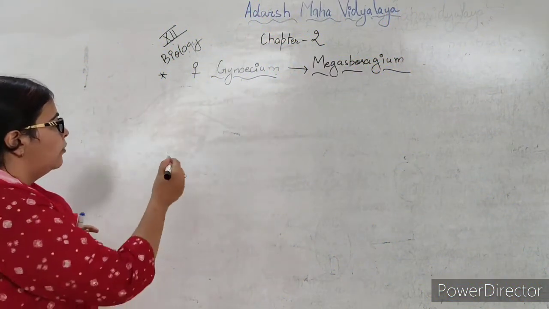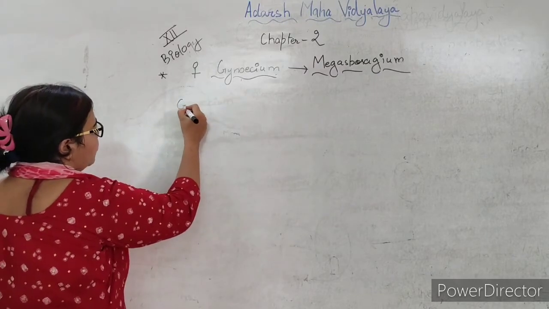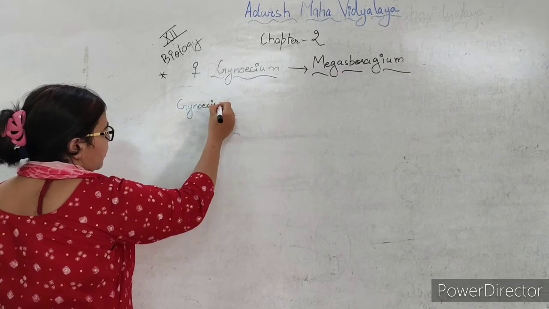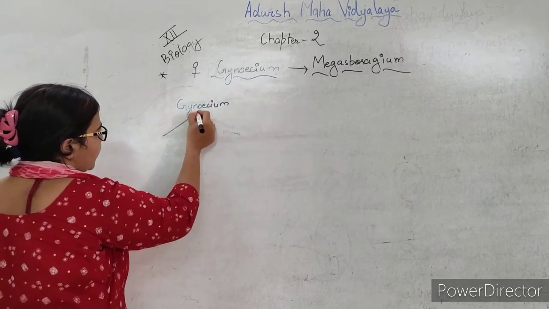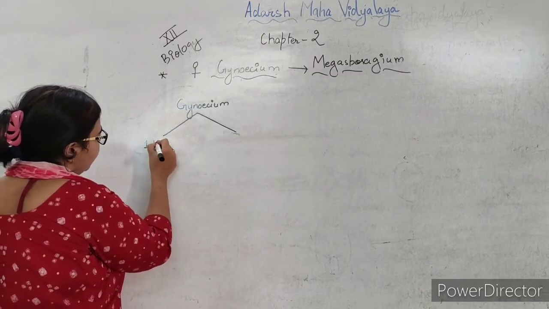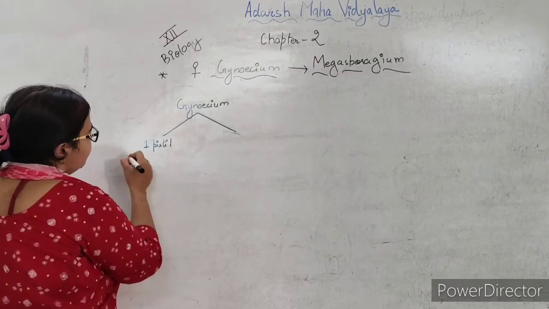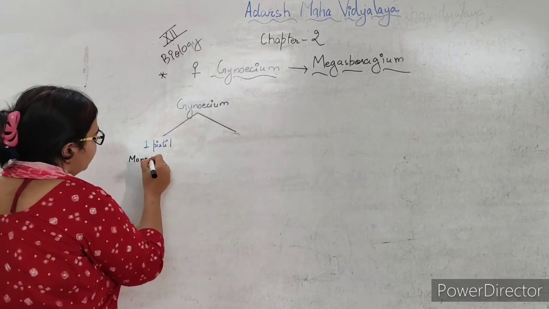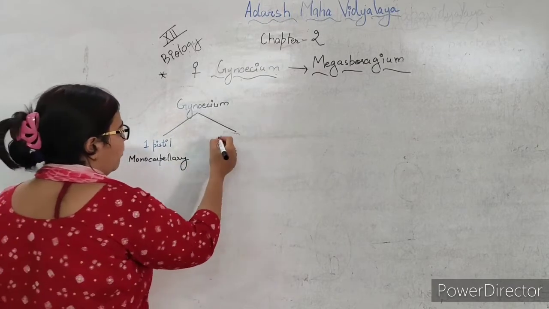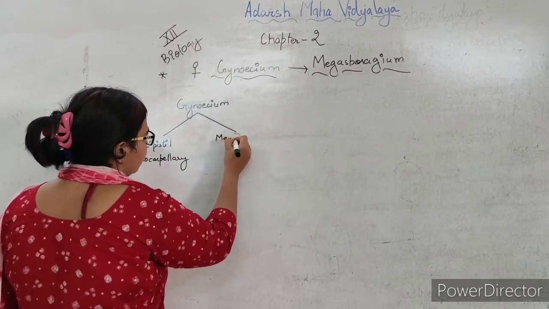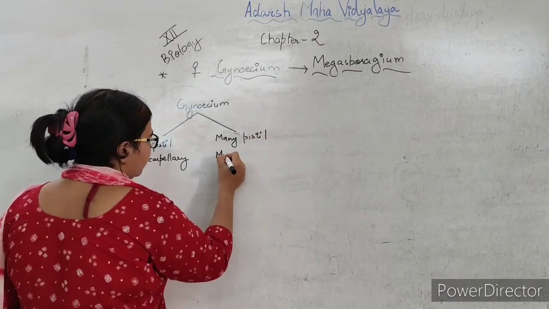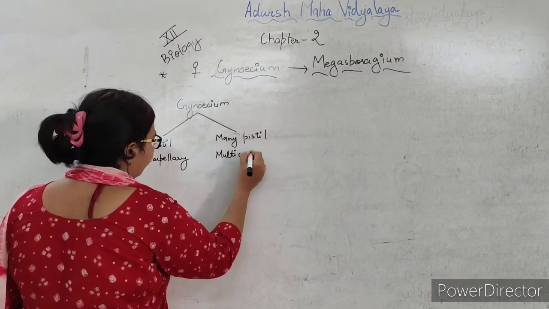Gynoecium. We'll discuss some points about gynoecium which you have already learned in 11th standard. Now in gynoecium we say that if only one pistil is present, it is called monocarpellary condition, and when many pistils are present in the same flower, it is called multicarpellary.